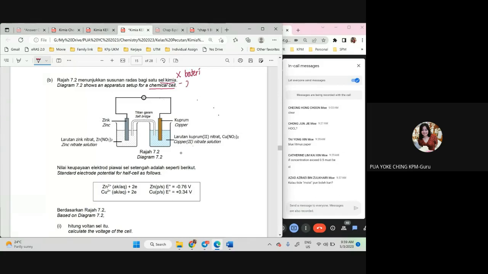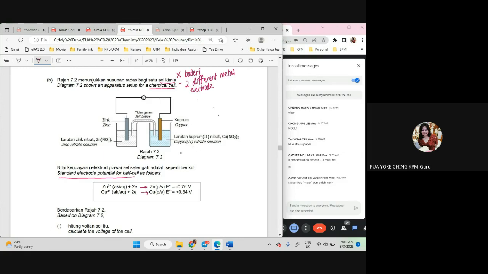And the second condition must be two different metal electrodes. Electrode yang dipakai mesti dua logam yang berlainan. So, dekat sini kita ada zinc, kita ada copper, kita ada zinc nitrate solution, kita ada copper(II) nitrate solution. So, untuk voltaic cell, dia mesti akan bagi standard electrode potential for half cell. Yang macam ni.